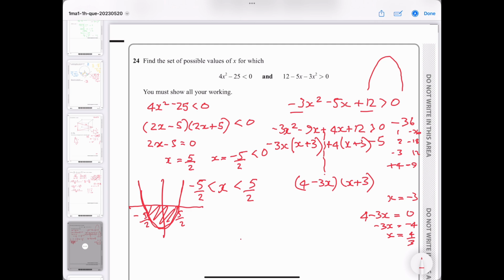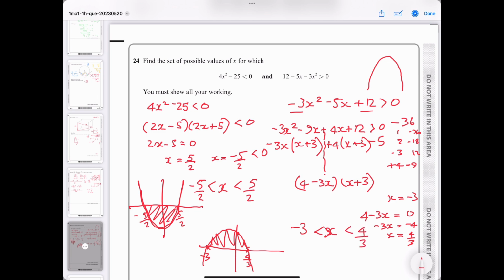Now, if we put that into a little drawing, it goes through 4 over 3, so that's just a bit bigger than 1. And it goes through minus 3. Okay, so it does that. Is it greater or less than 0? It's greater than, so it's this area here. So according to this, x is greater than minus 3, and it's less than 4 over 3.